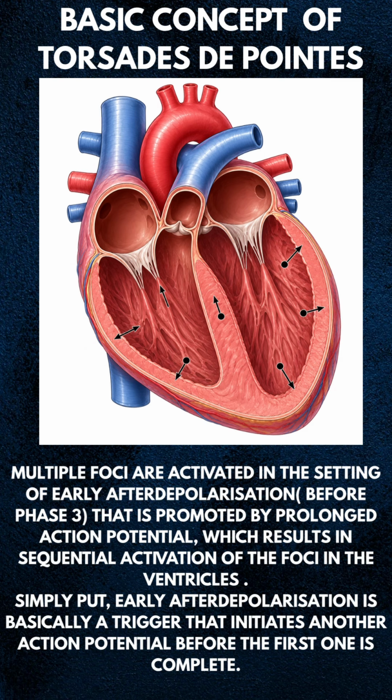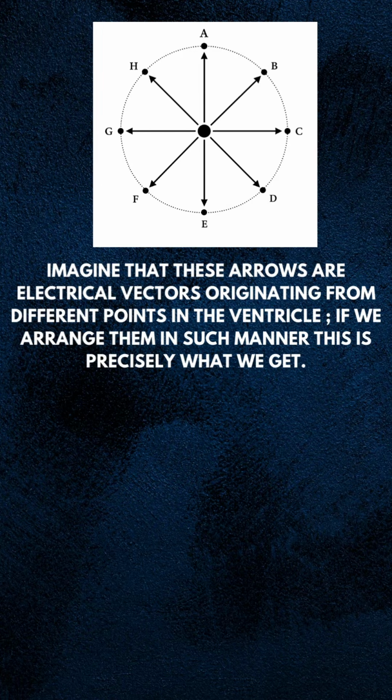Now, because there are different points of activation in torsades de pointes, the direction of the QRS impulse will be different with each point of focus. To understand this better, let's arrange these vectors, the direction of the QRS impulse, in such a manner that they are originating from a single point. So this is what we precisely get when they are arranged like that.